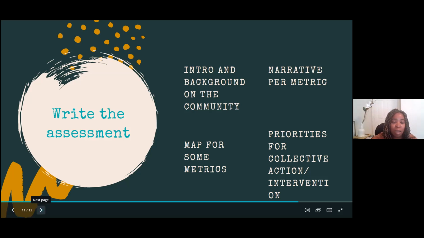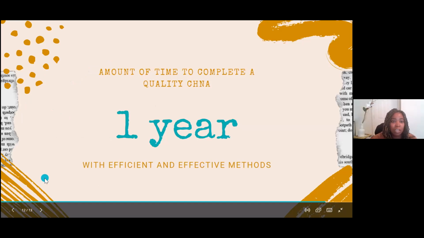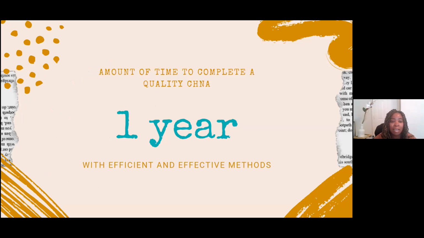But it's really the opportunity to make it all make sense. And the amount of time to complete a quality community health needs assessment, sometimes called a community health assessment or just a needs assessment, is one year. And that's with efficient and effective methods.